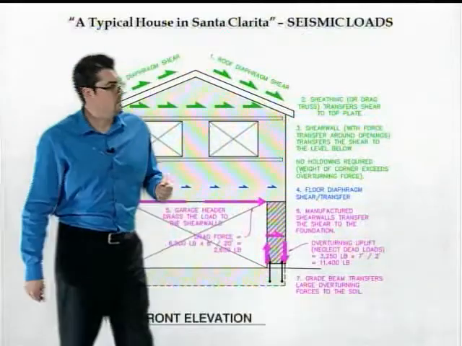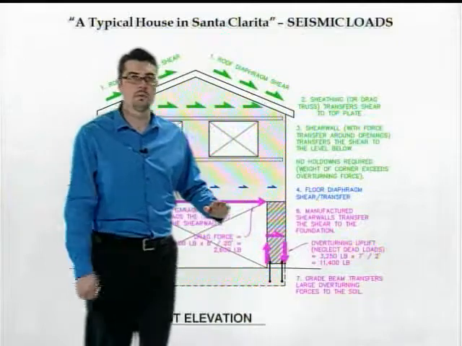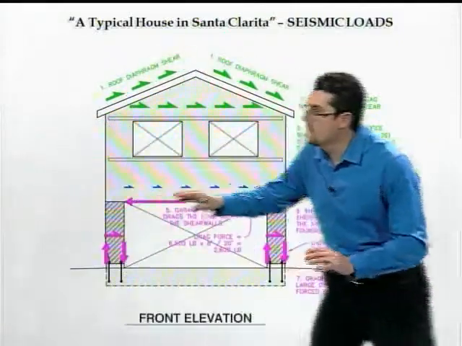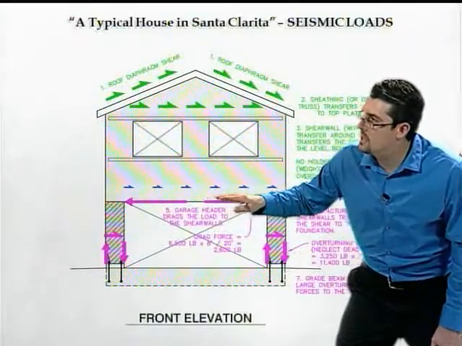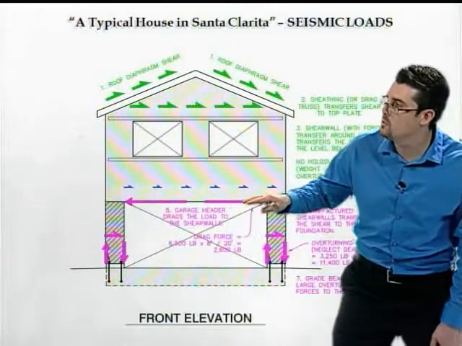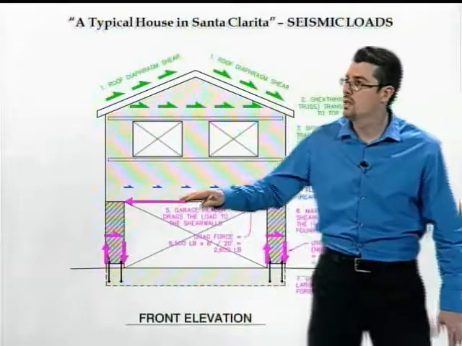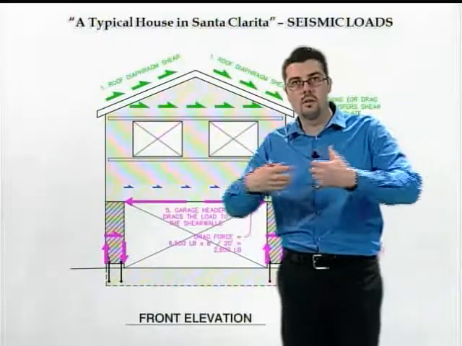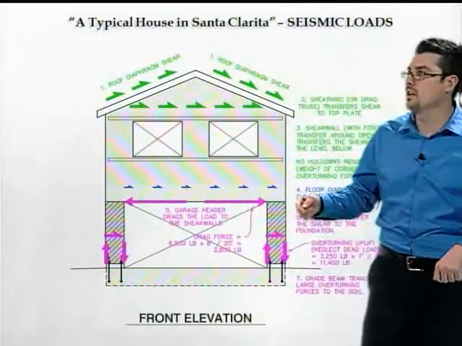So that header beam acts as our collector. If you remember, we were talking about collectors. All of the force that's generated comes down, and then the garage beam has to take that force and collect it and transfer it over to the shear wall. So half the force will transfer to this wall. The other half of the force will transfer to that wall. Okay, but that beam is going to have quite a bit of force in it, quite a bit of collector force, seismic force pulling on it, all right?